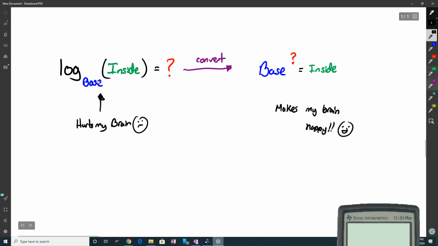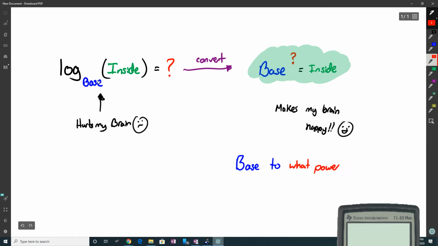Okay, but now let's look at this statement, this thing right here. If I were to put that into words, this says base to what power equals the inside.